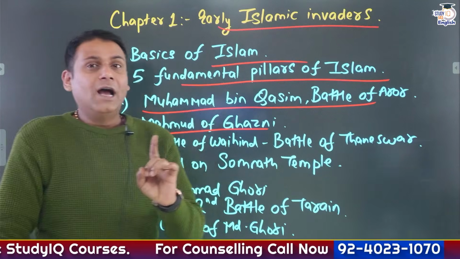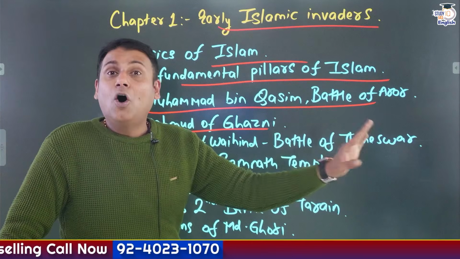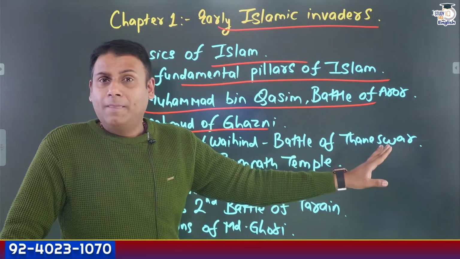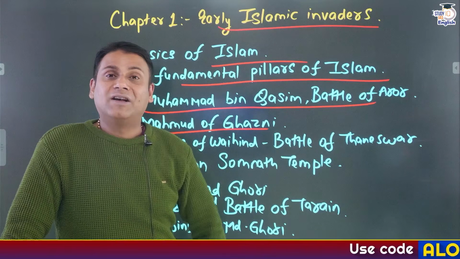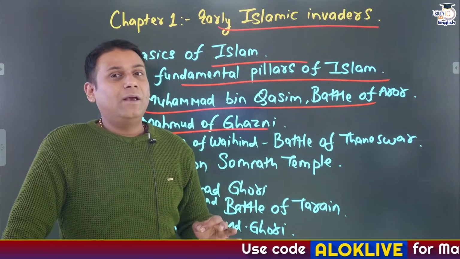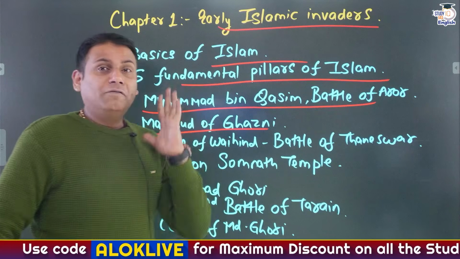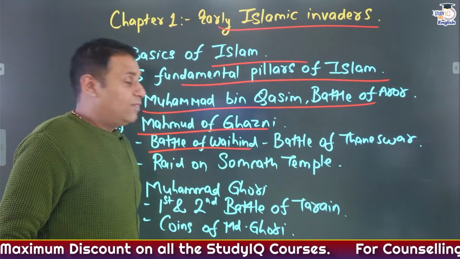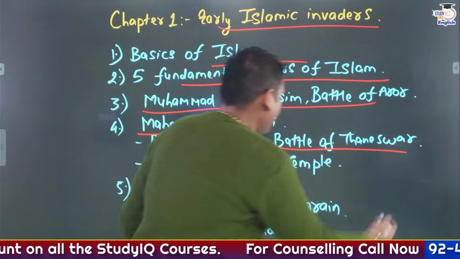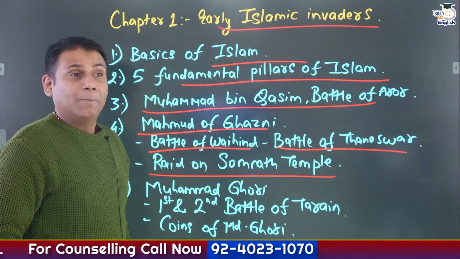So study about the 17 important raids. It is not necessary to study all the 17 raids. Just study the important raids that were conducted by Mahmud of Ghazni. Precisely speaking, Mahmud of Ghazni conducted 17 raids in India. Out of them, the important ones are the Battle of Vaihind, then the Battle of Thaneshwar, and the most important, the raid on Somnath temple in Gujarat.